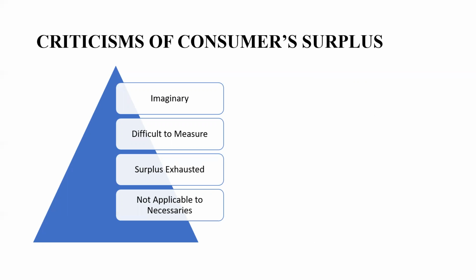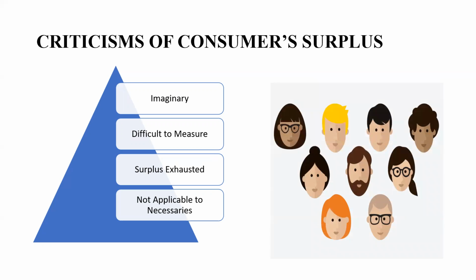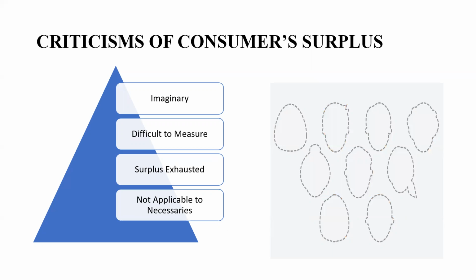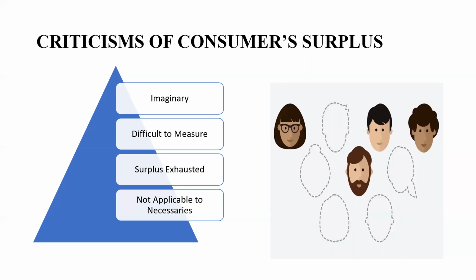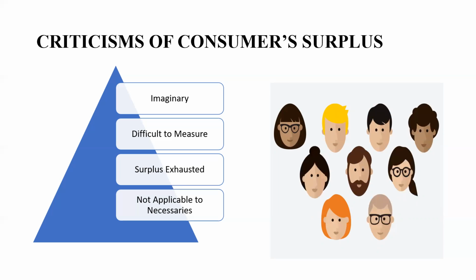This is wrong. A consumer does not run after a surplus yielded by one commodity. Then the last point is not applicable to necessaries. The idea of consumer surplus does not apply to the necessaries of life. In such cases, the surplus is immeasurable, right?